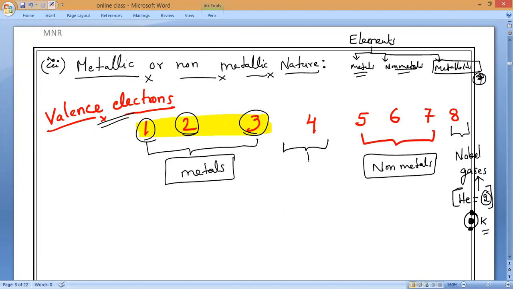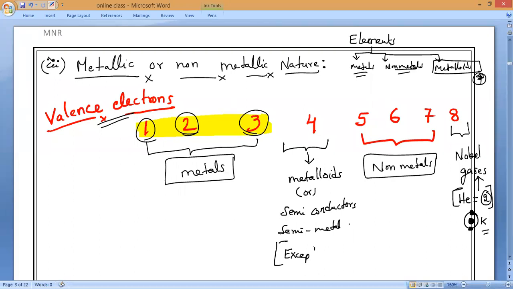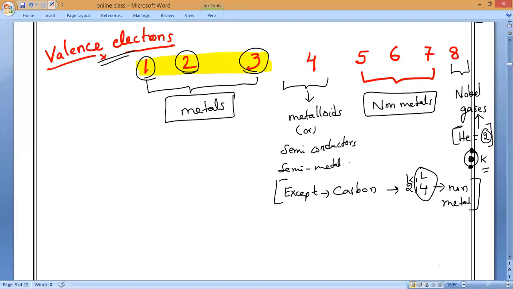Now, what about 4? If 4 electrons are there, then they are called semi-metals, or semiconductors, or metalloids. Please write it: metalloids, or semiconductors, or semi-metal. But there is an exception, for example, carbon. Carbon is 2, 4, K and L shells. So carbon is a non-metal.